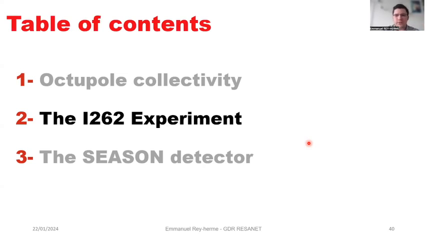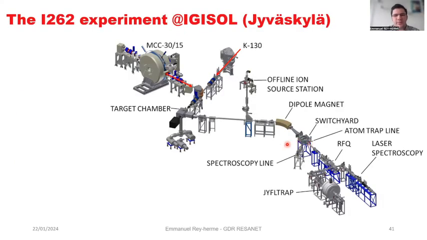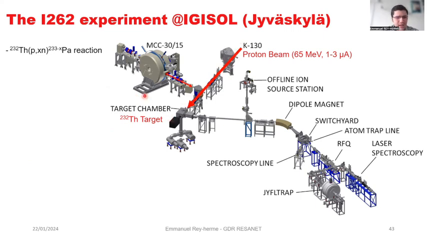Now, for the I262 experiment, it's an experiment that took place in July 2020 in IGISOL, Ion Guide Isotope Separation On-Line at Jyväskylä. So this is the scheme of the IGISOL installation. And we had a thorium-232 target here in the target chamber, on which was impinging a proton beam at 65 MeV. And we were making a fusion-evaporation reaction with the evaporation of a few neutrons and a few protons in some cases. And with that, we were producing the neutron-deficient actinides.